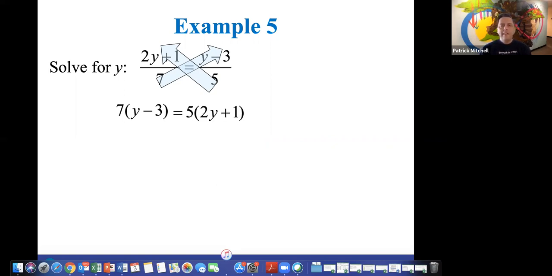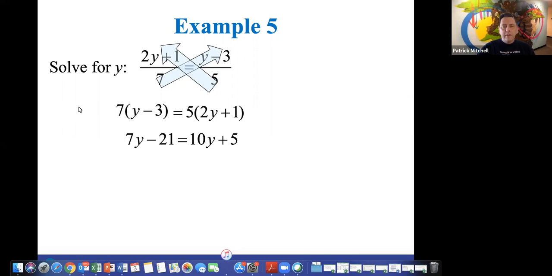2y plus 1 also goes in parentheses. So this is the type of equation that we learned how to solve in chapter 3, and it came up also in chapters 4 and 5. First thing we're going to do is distribute the 7 and the 5. 7 times y is 7y. 7 times 3 is 21. 5 times 2y is 10y. 5 times 1 is 5.